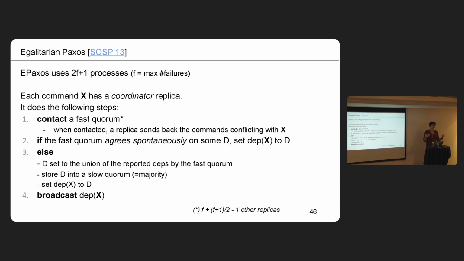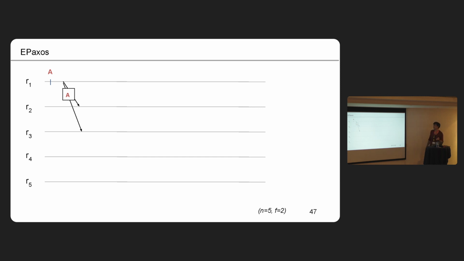However, you can also have collisions. Collisions occur when they disagree on what the dependencies of the command are. In that case, and this is the else, the third item, you take the union of all of the dependencies that were reported by the fast quorum, and you store it at a slow quorum. So you store it at a majority, at f+1 replicas. You say, okay, I store this so that if somebody looks for the value, they will know it. And once I have that, I go back to broadcasting the value of the dependencies of the command. So let's illustrate this with a timeline.